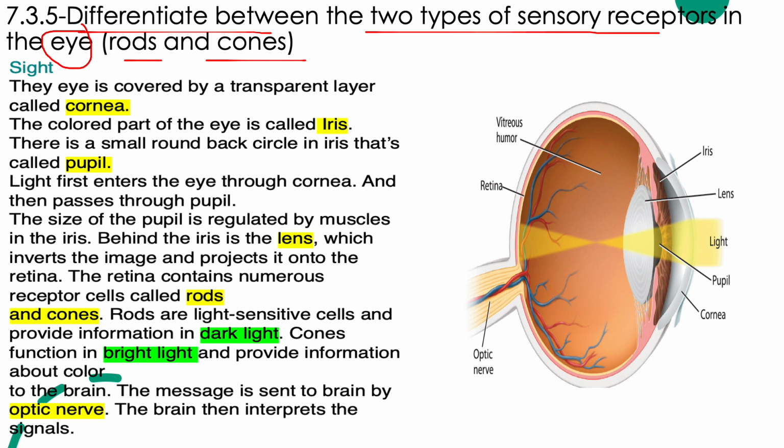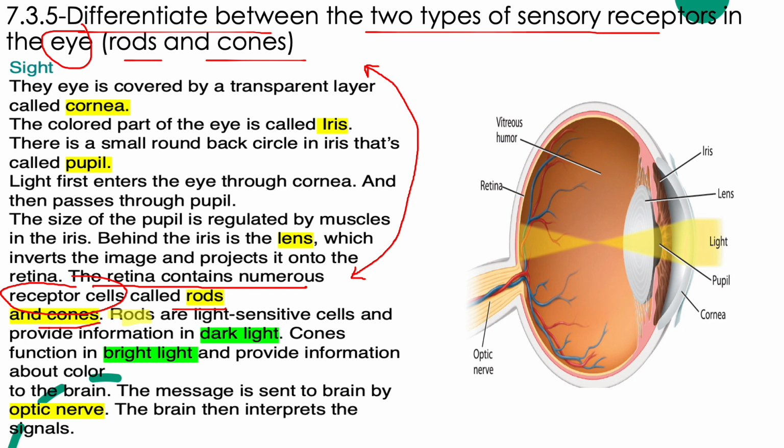These parts are just like the labelings, from here till here. These are the labelings, and what happens and what is the function of each part. So remember that the retina contains numerous receptor cells, and these receptor cells are called rods and cones. So first of all, we will go through the rods. So rods are light sensitive cells, and they provide information in the dark.